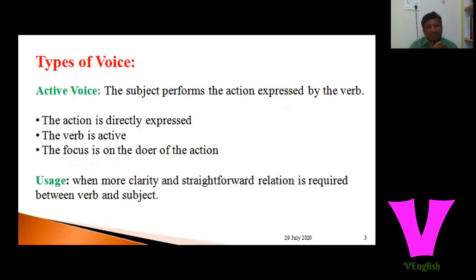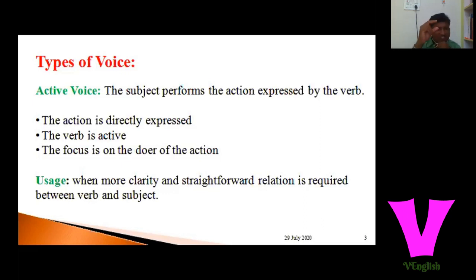Types of voice. Active voice. The subject performs the action expressed by the verb. The action which is expressed by the verb is performed by subject. In the previous example, you have followed that. The subject is performing the action. The subject is doing the work. And the action is directly expressed. The verb is active. The focus is on the doer of the action.